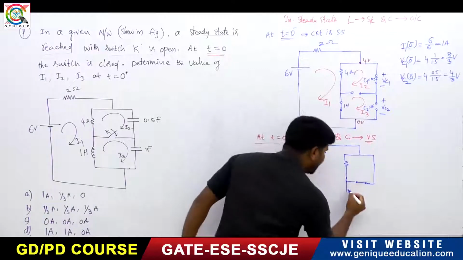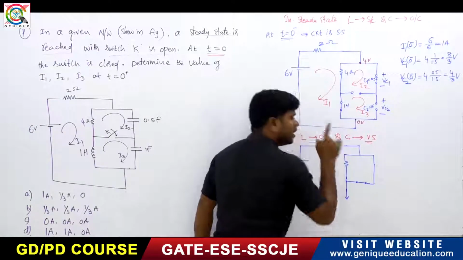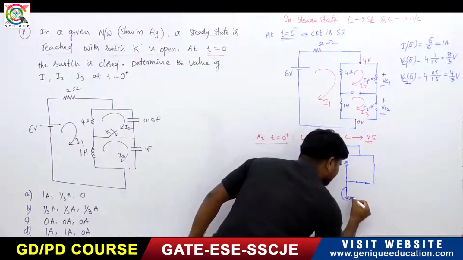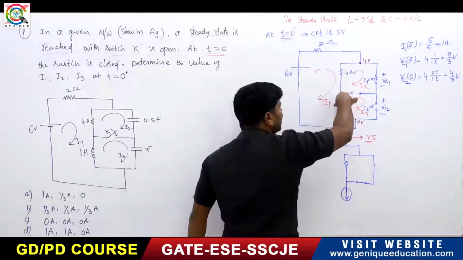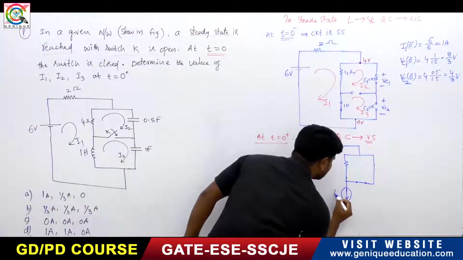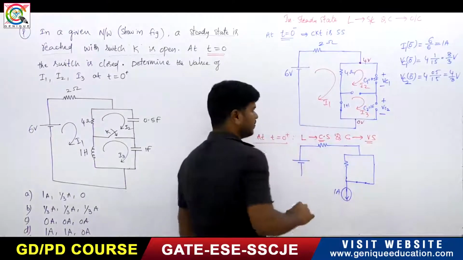Now this inductor acts as a current source with the same direction. The current is flowing in this direction, right? You have to take that direction only. It is a 1 ampere current source.